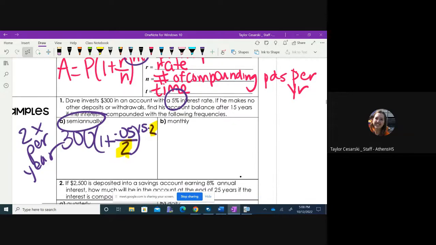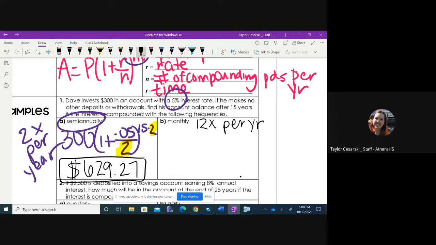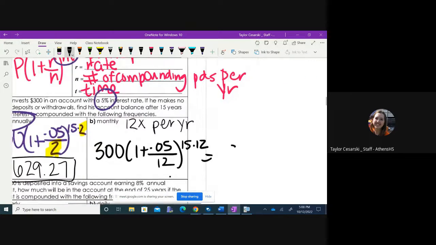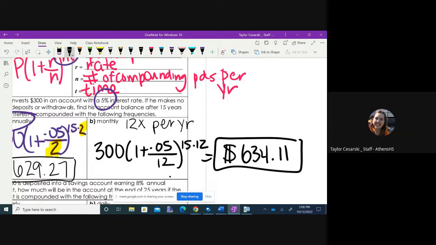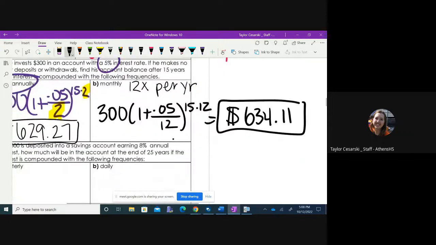When you type that in your calculator, you get $629.27. Again, rounding to 2 decimal places because this is money. Same thing for monthly, but this one is 12 times per year because 12 months in a year. So 300, 1 plus 0.05 over 12, and then 15 times 12. And I get 634.11. Notice that if everything stays the same, if you compound more frequently, you're going to end up with more money because you're making interest on your interest.